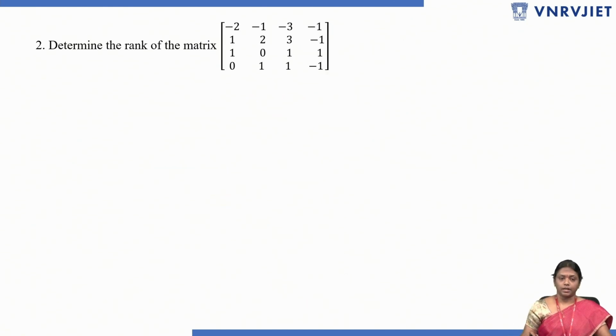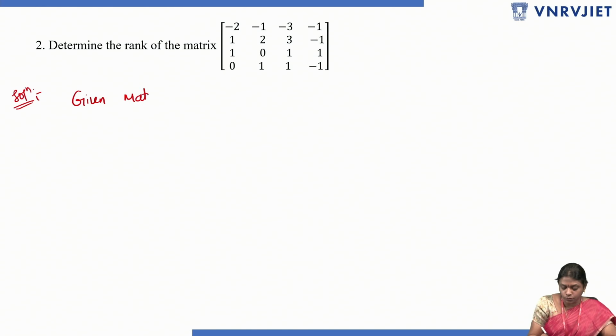Let's solve another one by determining the rank of a matrix. So this is again the given matrix of order 4 by 4.